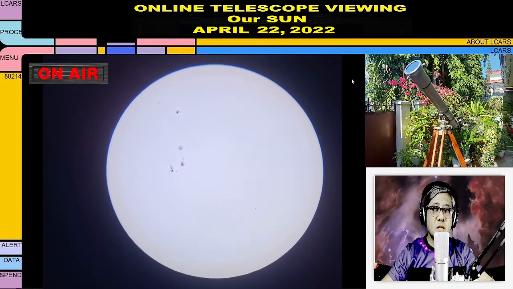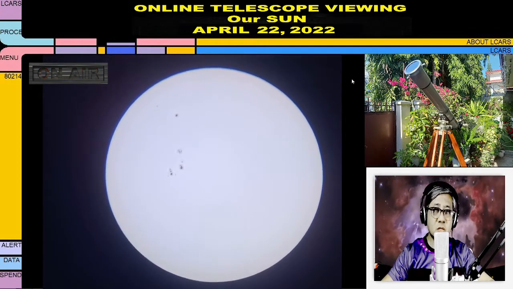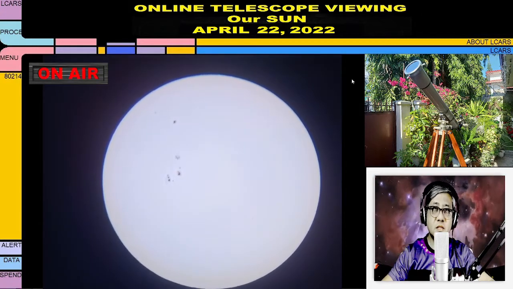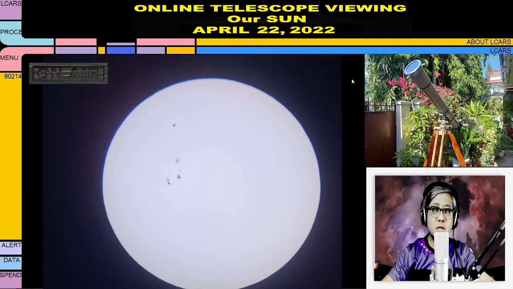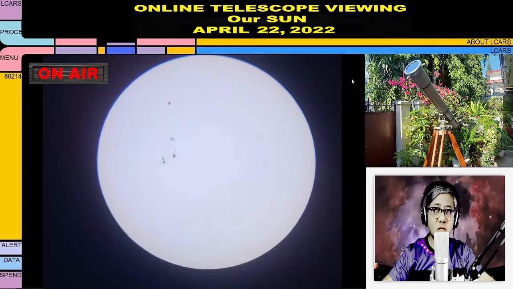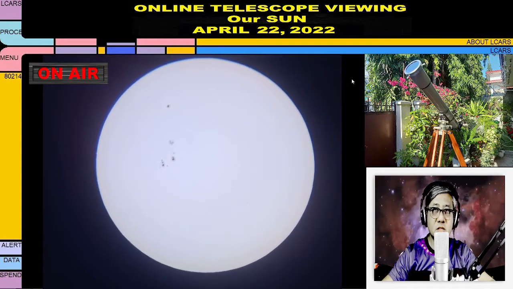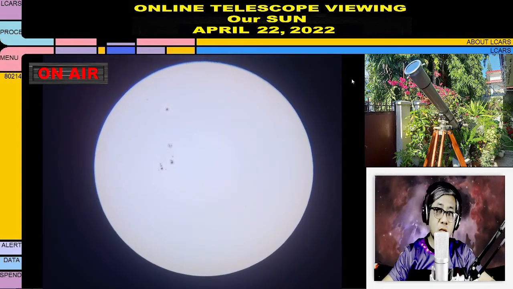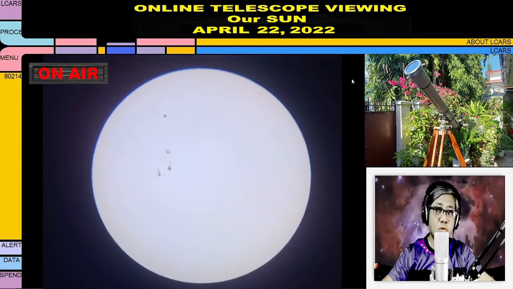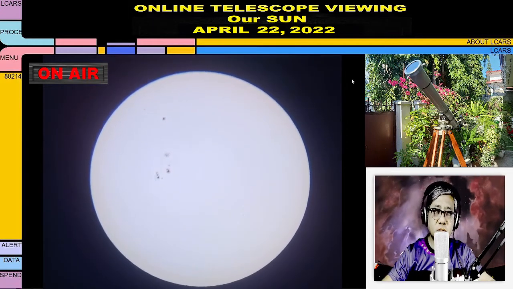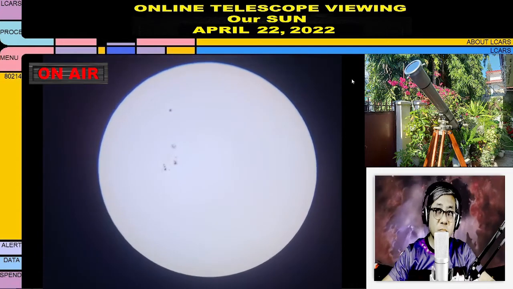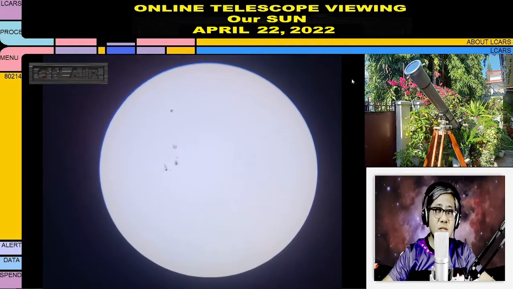Ayan po, no? And the resulting shocks ripple through the solar system, and they can reach our planet. And pag dumating po yung mga coronal mass ejections na yan and yung mga solar flares na yan sa mundo natin, they can interrupt satellites and power grids here on Earth. Alright? Yan po yung epekto niyan sa mundo natin.